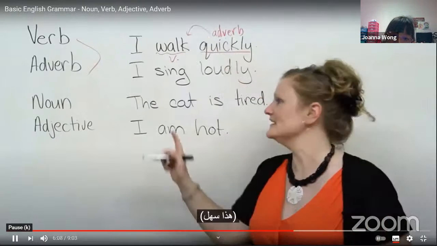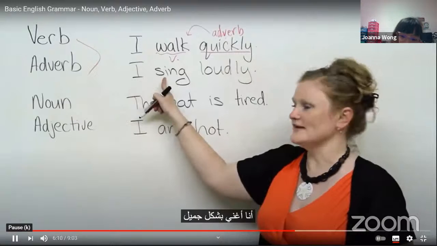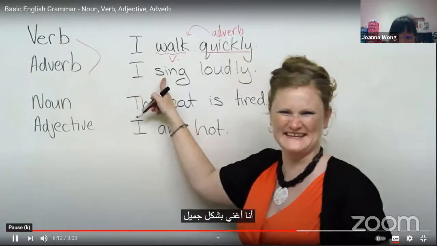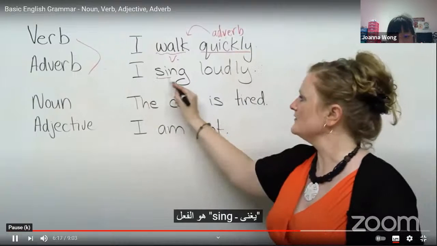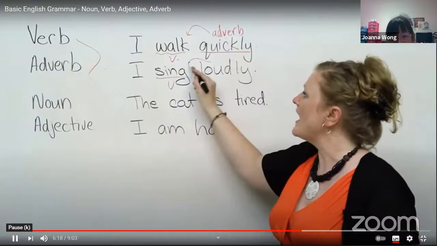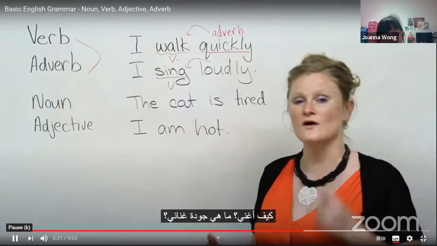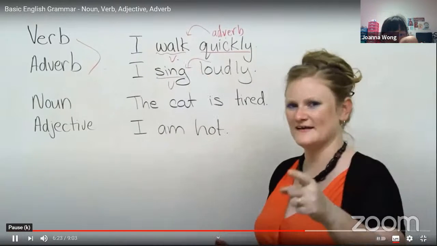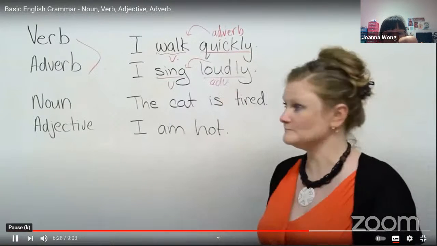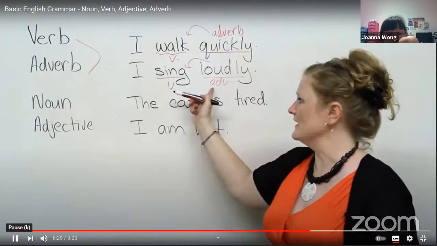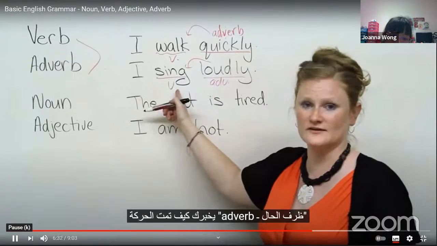That's easy. Next one. I sing la la la very beautifully, loudly as well. I sing is your verb. How do I sing? What's the quality of my singing? Loudly. This is your adverb. Remember, the adverb tells you how the action is done.